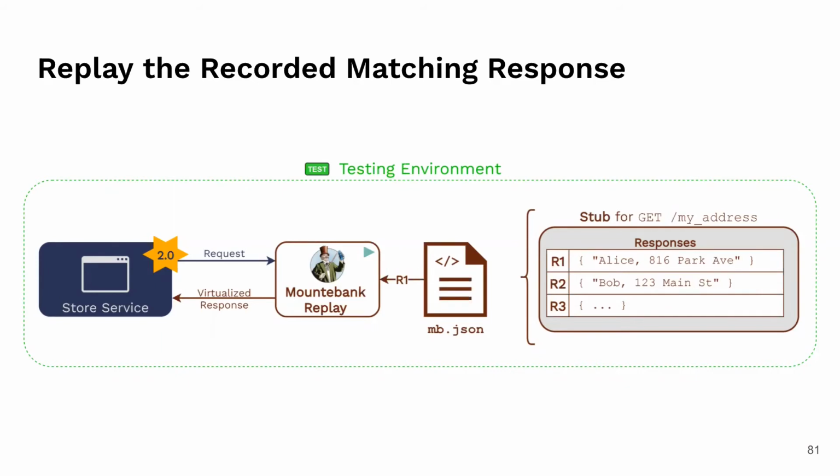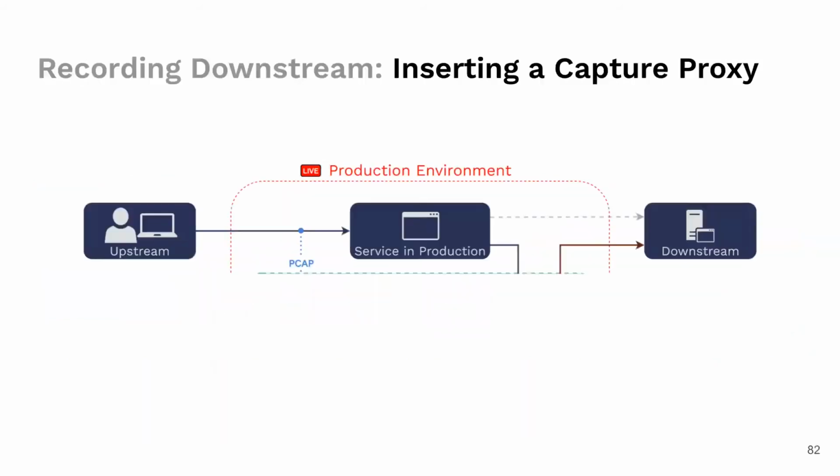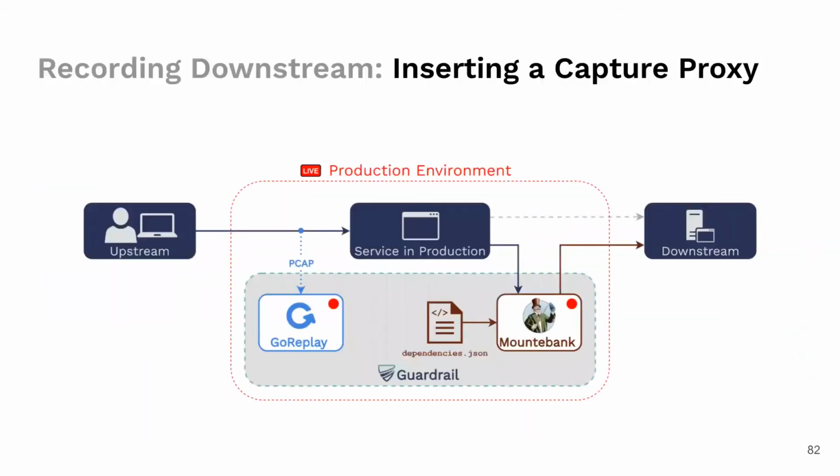Now, this example shows virtualizing a single dependency, but a service may have multiple. So multiple proxies are needed. The list of dependencies is not known in advance, so a JSON list has to be provided. On init, Guardrail starts a proxy for each of them.